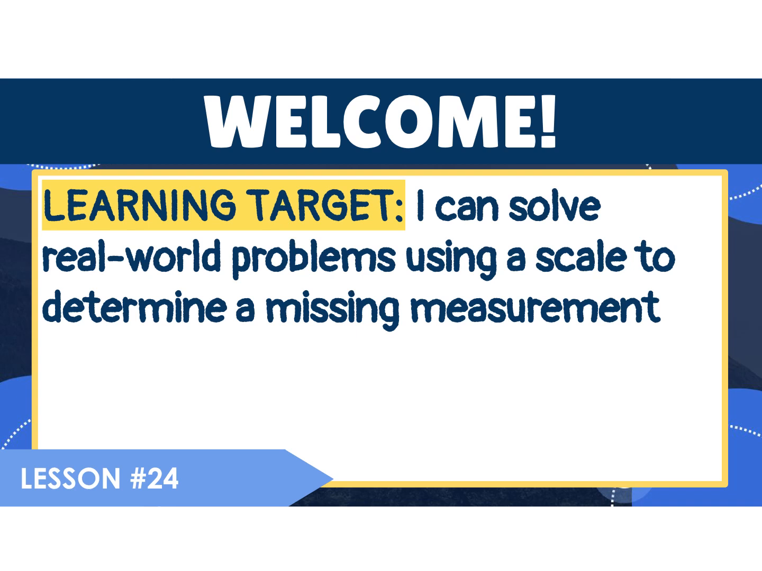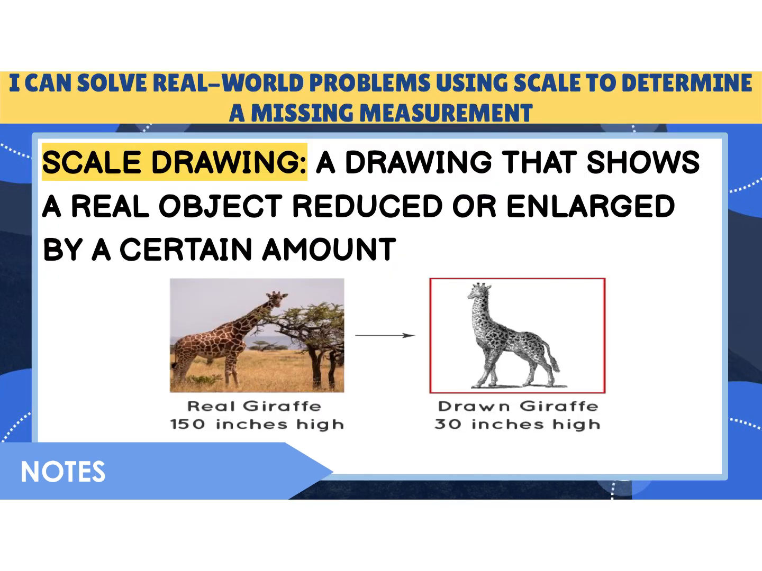The learning target is I can solve real world problems using a scale to determine a missing measurement. A scale drawing is a drawing that shows a real object reduced or enlarged by a certain amount. And so reduced means that it would be smaller than the picture or the original, and then enlarged means that it would be bigger than the picture or the original.